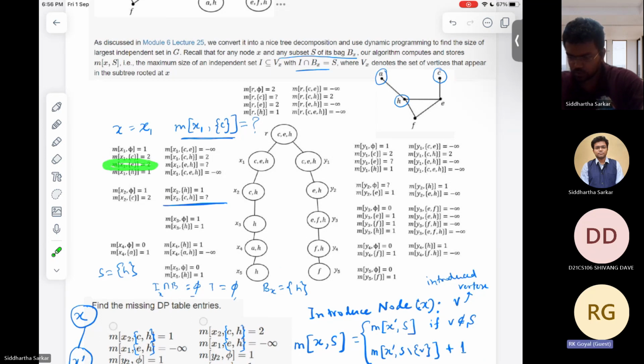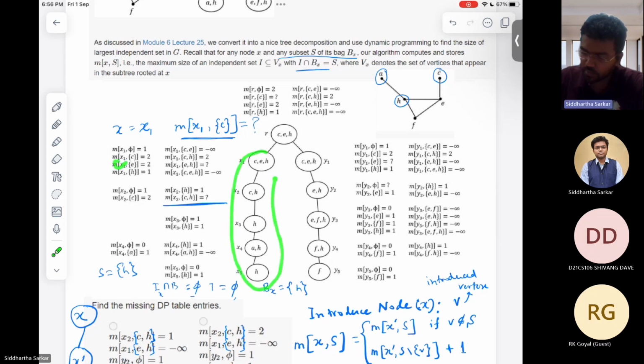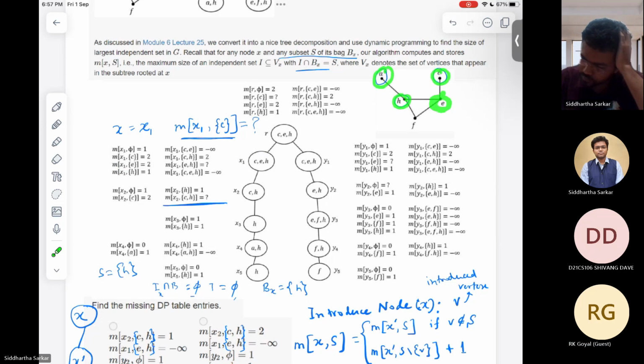Here we have x1 comma e as 2. If we go by the definition, you are supposed to find an independent set in the subtree rooted at x1. So x1 is this, and you are supposed to find an independent set among the vertices C, E, H, and A. There is an independent set of size 2, which is A and E.